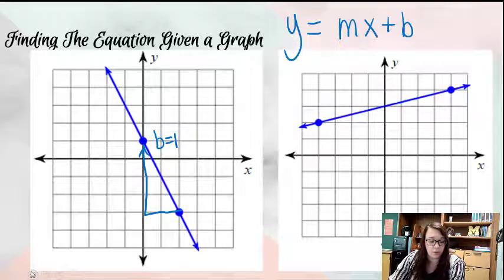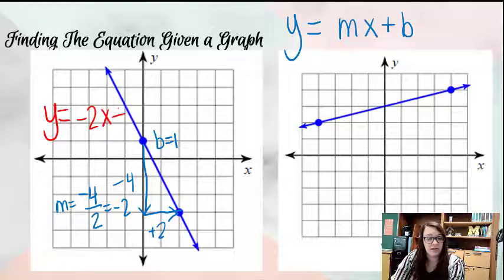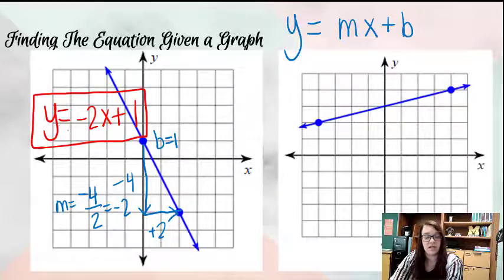Drop 4, right 2. So my slope in this case was -4/2, which I can simplify. 2 goes into -4, -2 times. So I've got my m, I've got my b. The equation of this guy will be y equals, m was, we said -2, so -2x plus, we started at 1. So y = -2x + 1 is the equation for this line.